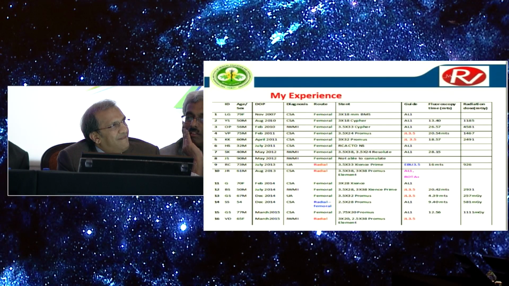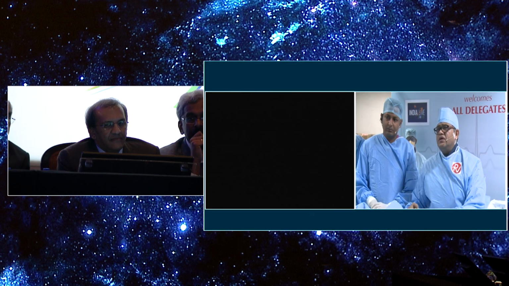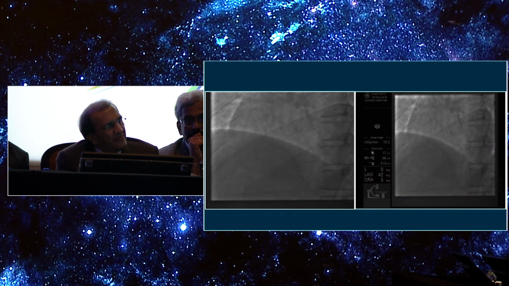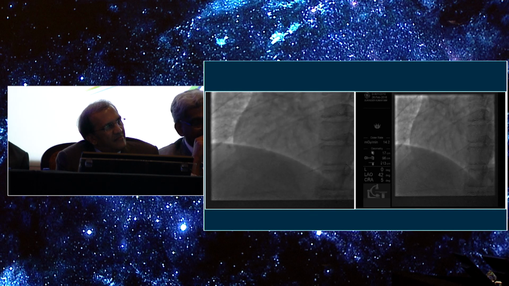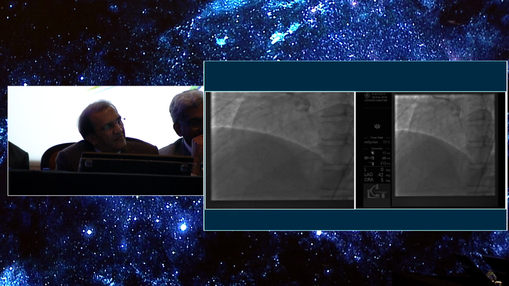And this is my experience with the anomalous RCA. By now, I have done around 16 cases, and most of the time I use the AL1 guide. So here we are with the anomalous RCA from the left coronary sinus, and I approached the transfemoral route and took the AL1 guide. I was able to hook the right coronary artery with the AL1 and could cross the wire across the proximal lesion. And this is the cine-angiogram.